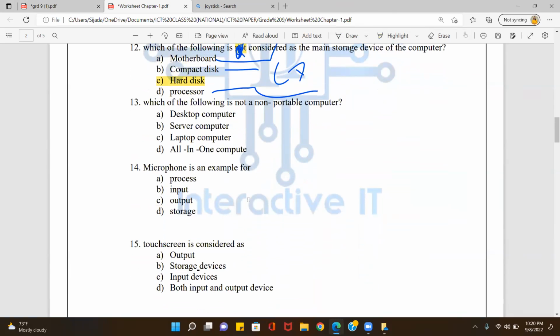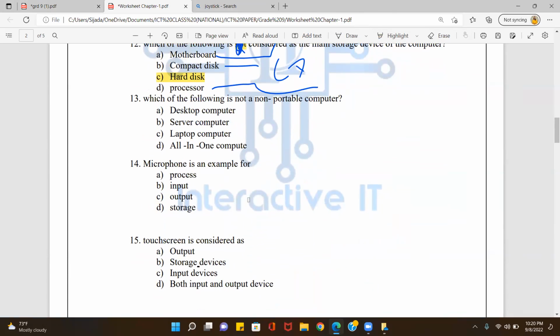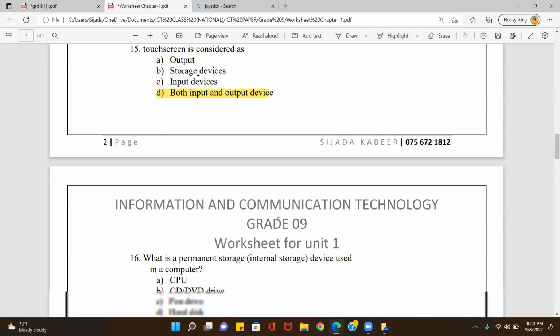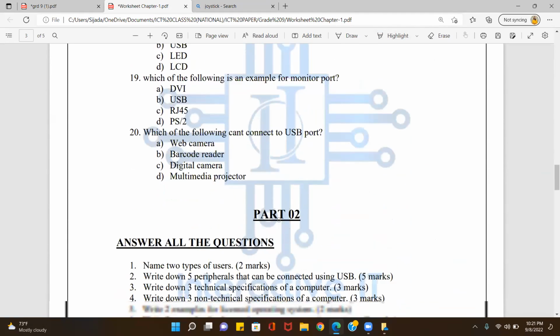Then which of the following is not a non-portable computer? Not a non-portable computer means they're asking which of them is a portable computer. It is a laptop computer. Microphone is an example of an input device. Touch screen is considered, just now I told you, as both input and output, because in that only you give the instructions and from that only you get the output displayed also.